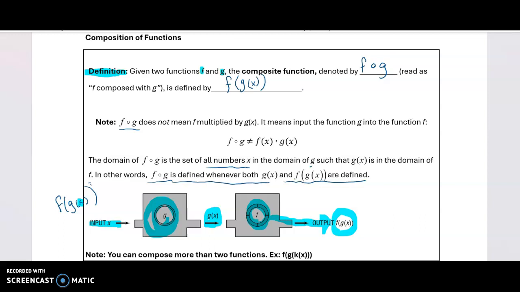Please note that you can compose more than one function. Here I have f of g of k of x. In this case, we would find the value of k of x first, and we'd put it into the function g. We'd find the value of g of k of x, and then we'd put that into the function f. So we're not limited to simply f of g of x or g of f of x. You can use multiple functions.